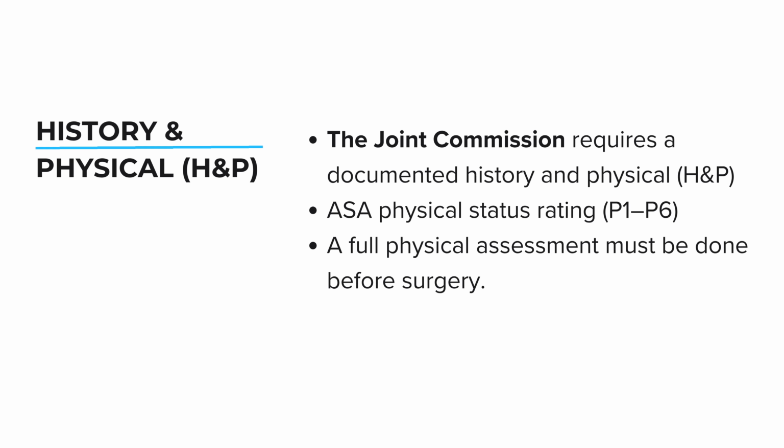The H&P also helps the anesthesia provider assign an ASA physical status rating from P1 to P6 to assess surgical risks. Outpatient surgery patients are usually rated P1 to P3. A full physical assessment should be done before surgery, and you should review and document all findings and report any concerns to the surgeon or anesthesia provider right away.